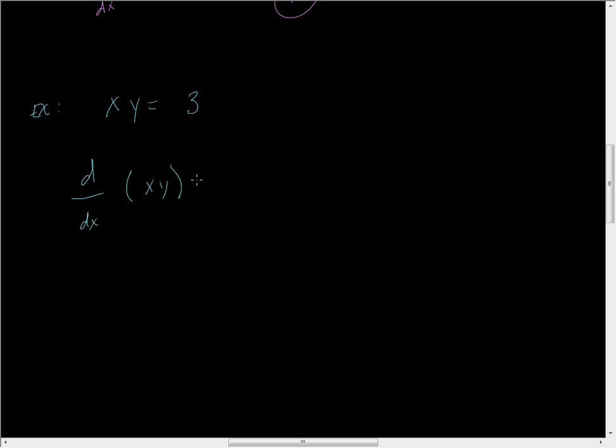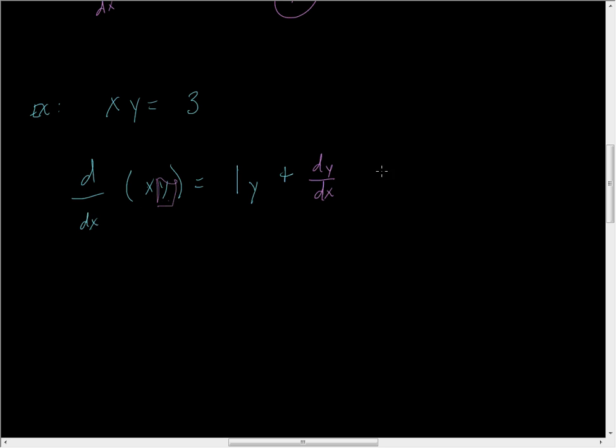Now, this is being multiplied, and so for the derivative of something being multiplied, we have to enforce the product rule, which says it's the derivative of the first, and the derivative of x with respect to x is just 1, times the second, plus the derivative of the second. Now here's the tricky part. The derivative of y with respect to x is simply that. It is the derivative of y with respect to x. That's all it is. Okay?